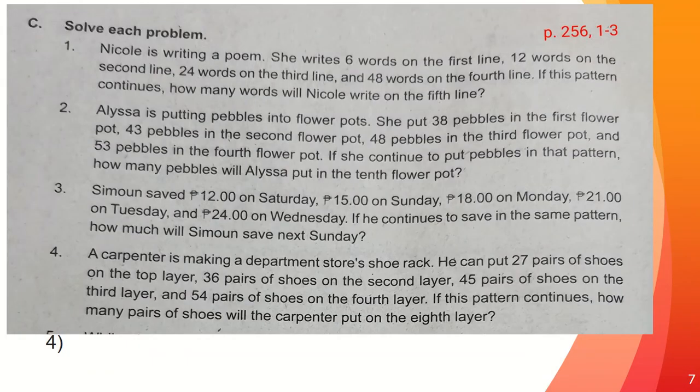So, additional for this lesson, we will have a problem solving. You will find this on page 256 of your book. You will answer 1 to 3 only, so I gave number 4 as an example. A carpenter is making a department store's shoe rack. He can put 27 pairs of shoes on the top layer, 36 pairs on the second layer, 45 pairs on the third layer, and 54 pairs on the fourth layer. If this pattern continues, how many pairs of shoes will the carpenter put on the eighth layer?